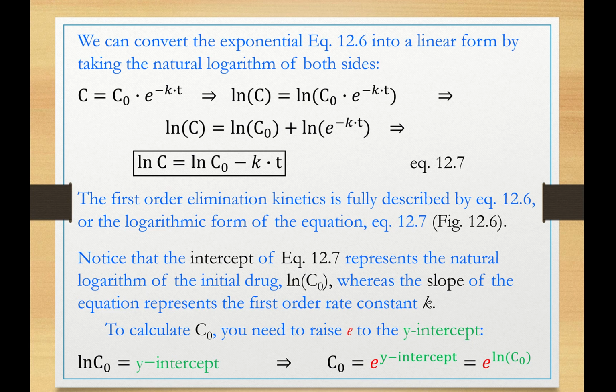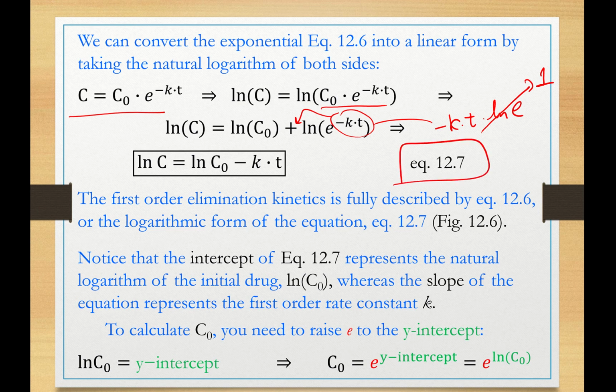So if I take the logarithms on both sides of this equation, I get ln C equals ln of C0 times e to the minus kt. Now, we're using the properties of logarithms. The product of the argument here can be split into two logarithms. So this is equal to ln C0 plus ln e to the minus kt. Now this is an exponent, it can become a coefficient, and I could have negative kt times ln of e, but ln of e is 1, all right? So I end up with negative kt, and I have equation 12.7.